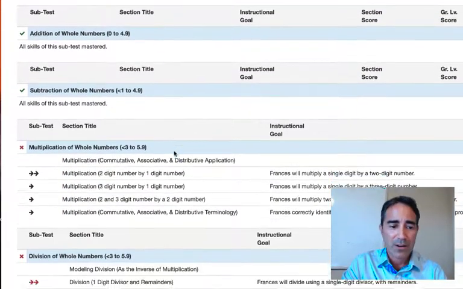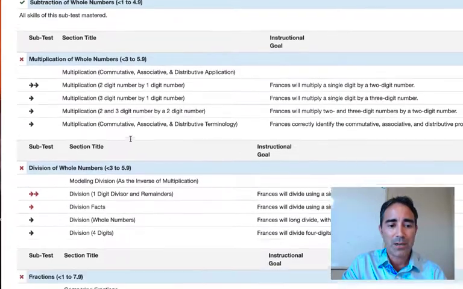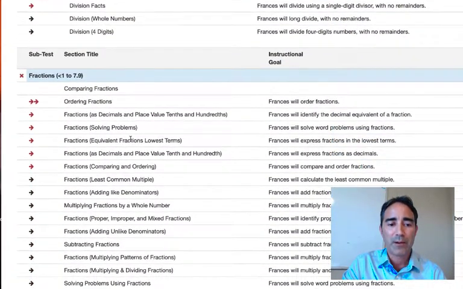We go down, a lot of these are all mastered. Multiplication of whole numbers, we need a little bit of work. Let's jump into fractions, because we looked at this before. So ordering fractions is the next skill that Francis needs to work on. So Francis will order fractions. And after that, he'll work on decimal equivalent of a fraction and solving word problems using fractions, and et cetera, et cetera. So you see, this tells you what you need to do specifically. Now, when things are in red, that means the student is below grade level and you need to work on those. So you want to work on all 6 skills within fractions, and that'll bring Francis up to speed.